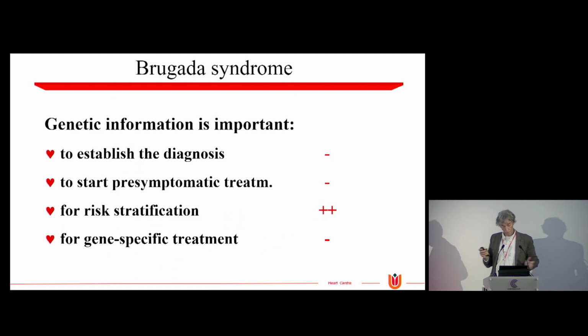Genetic information in loss of function, in Brugada syndrome in particular, is not important for establishment of the diagnosis, because here the diagnosis of Brugada syndrome is a clinical diagnosis based on the EKG and not on the presence of a sodium channel variant. So we don't usually start pre-symptomatic treatment. Risk stratification has for a long time been regarded as not important in Brugada syndrome, whether or not the sodium channel variant was present, and I will show in the next few slides why that is, but now I'm convinced it is, based on rather recent data. And at this moment, there's no gene-specific treatment in Brugada syndrome.